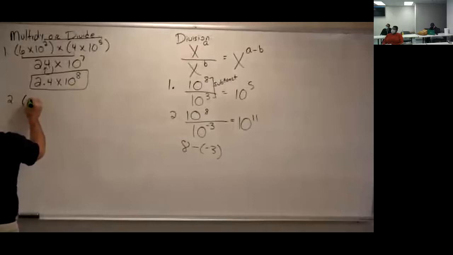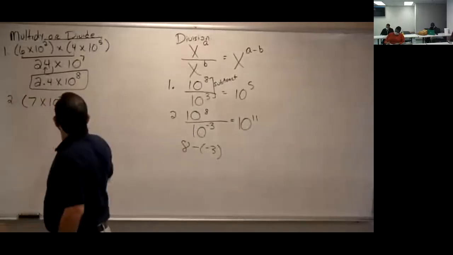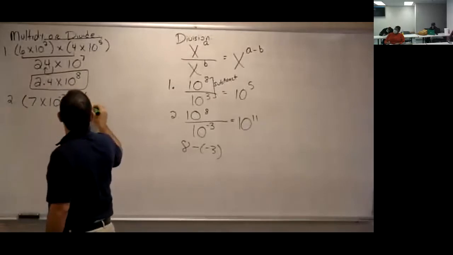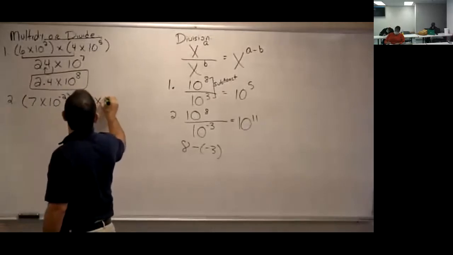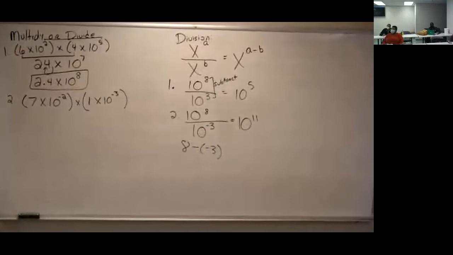All right, 7 times 10 to the negative 2 times 1 times 10 to the negative 3. Yeah, it's already set up. I need that. She needs that. Thank you. Okay. I'll get you what I want. Oh, am I not looking at my notes again? No, let's see that.